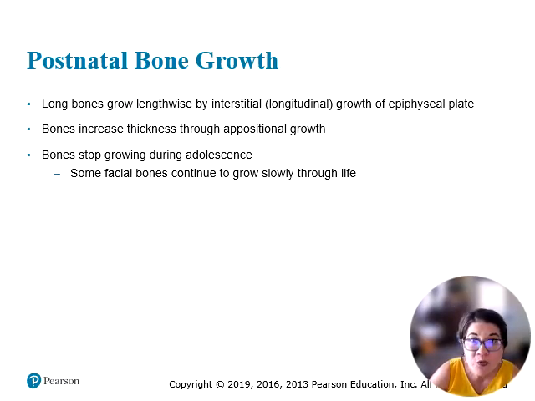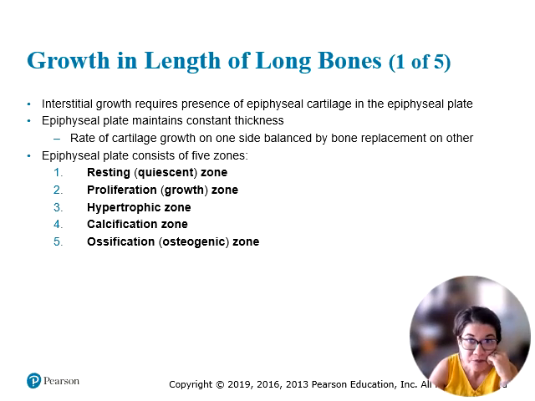Okay, and then after you're born, so postnatal bone growth, your bones are still growing, they're getting longer. You've got growth plates that are growing. They're going to get thicker. So you're still doing a lot of growth through adolescence. In your long bones, you have interstitial growth that requires epiphyseal cartilage at the growth plates. They stay constant thickness, but then you're going to grow cartilage, and then it's going to add bone to it. And you've got 5 zones: resting, proliferation, hypertrophic, calcification, and ossification.